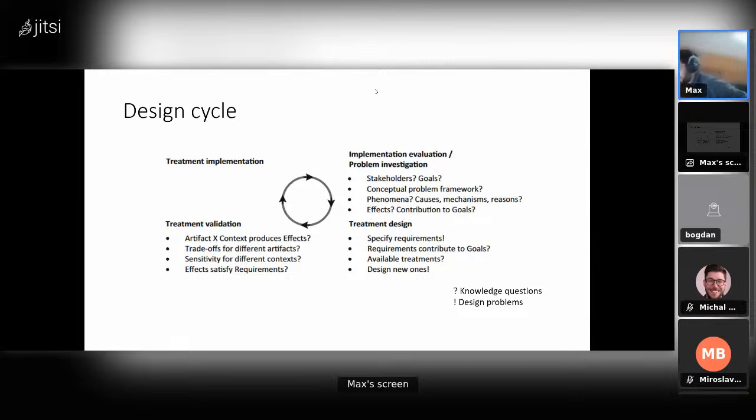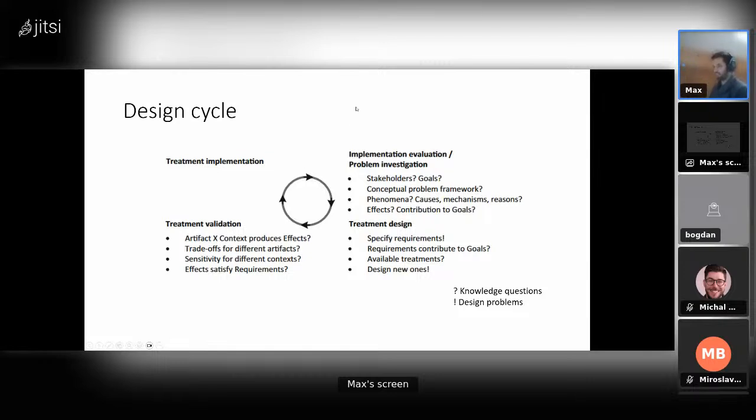The second part is the treatment design. So that's really where you specify the requirements. So obviously it's a very important part, and how the requirements are contributing to the goals that were specified just before. Of course, one of the questions that you could ask yourself is, are there already other products or designs, anything that already exists to solve this goal? And if yes, how can you improve it? And if not, then you will have to design new ones.